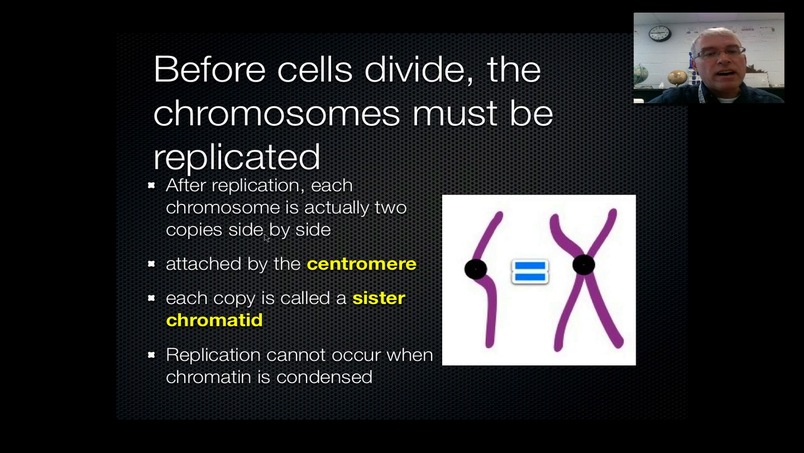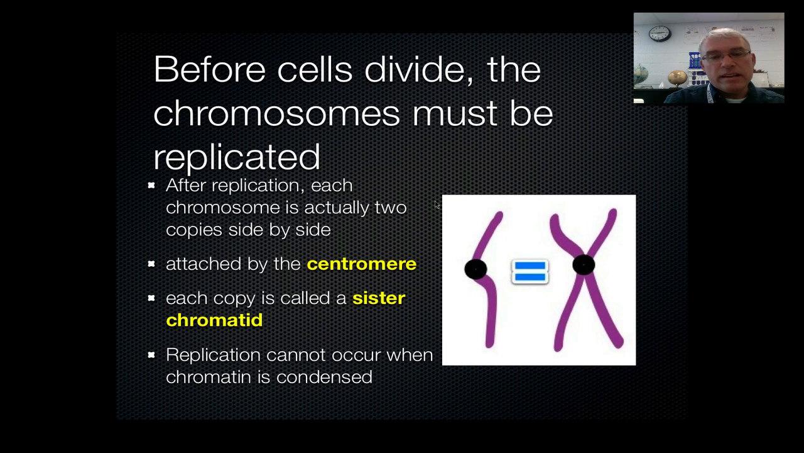Okay, before a cell divides, obviously, the chromosomes have to be replicated or copied, because how can you divide a cell and have two identical cells produced by that if you only have one copy to begin with? So some duplication has to take place here.